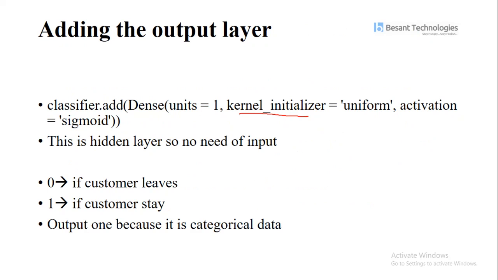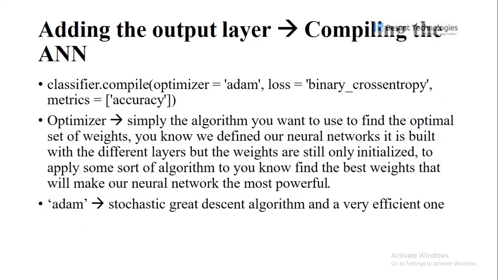So now the expected output is 0 and 1. 0 means the customer leaves, 1 means the customer stays. So output 1 because it is categorical data. So classifier.compile: optimizer, loss, metrics, all these things we need to give in your compile. So this is compiling the neural network.